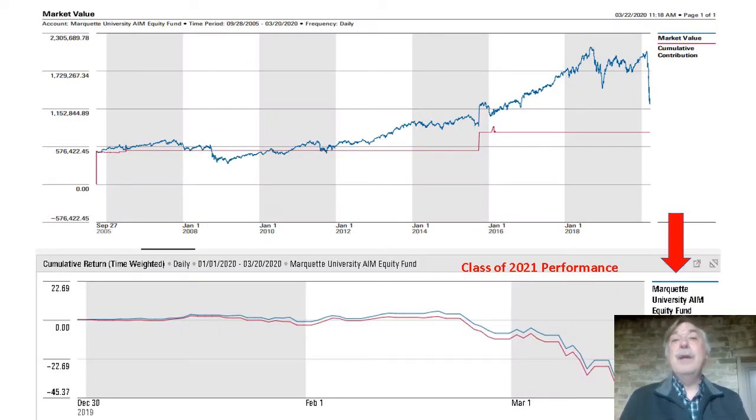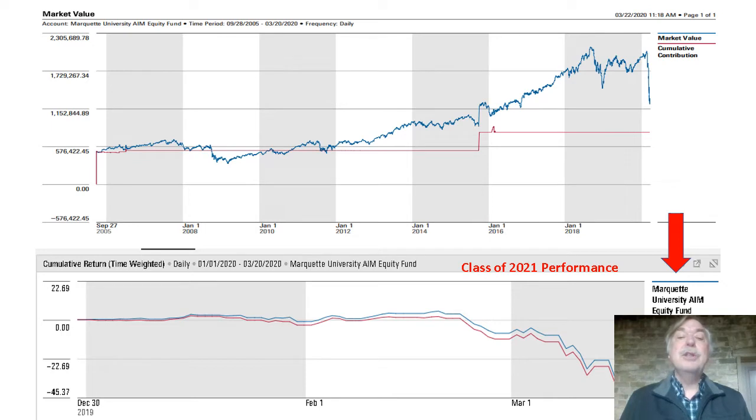On this slide, we have two very interesting charts. The one on the top shows the performance of the AIM fund since inception, which was September 28th, 2005. As you can see, the drop over the last 3 weeks has been the most dramatic since we've started managing money in the AIM program. Much worse than the performance that occurred in 2008 even.